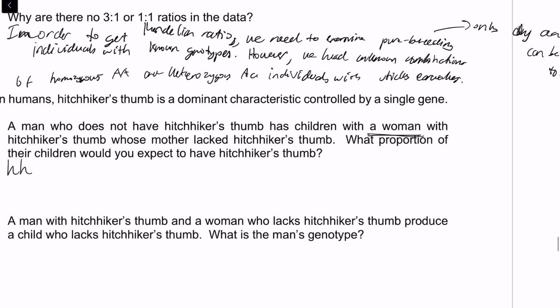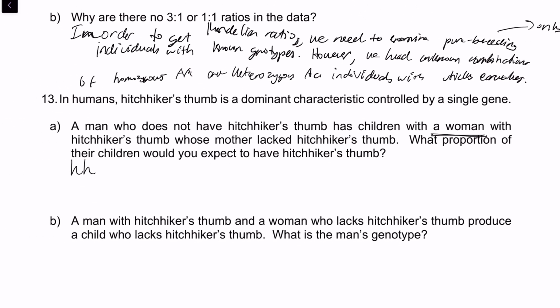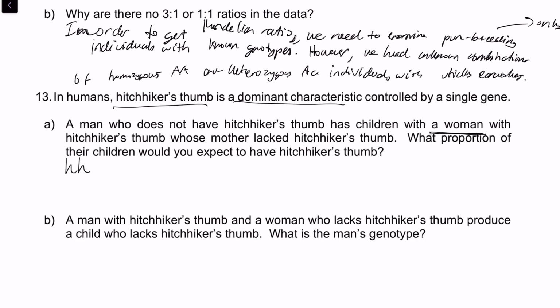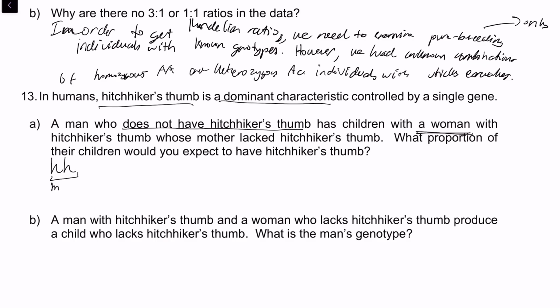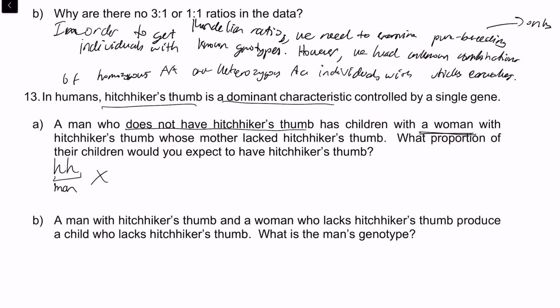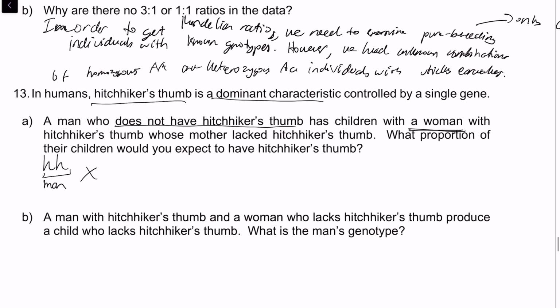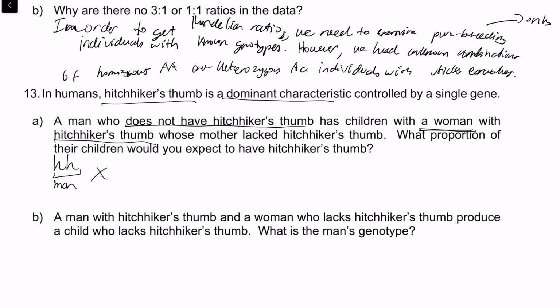Okay, so I've made some previous notes before, but essentially because we know that hitchhiker's thumb is dominant, then if we let H be our letter here for the alleles, a person who does not have hitchhiker's thumb will have the recessive homozygous genotype. So we know that this is the genotype of the man, okay? And then we are crossbreeding with a woman with hitchhiker's thumb whose mother lacked hitchhiker's thumb, okay?